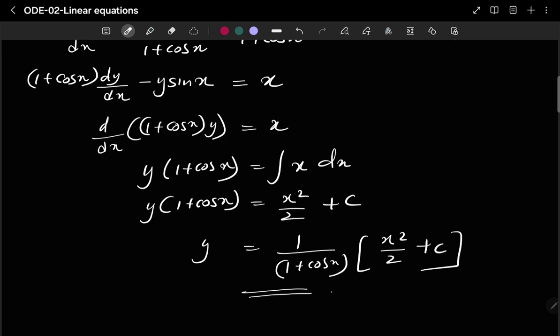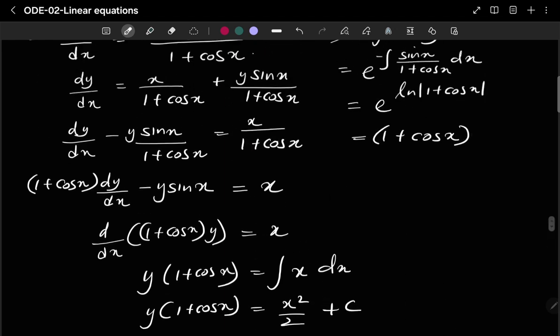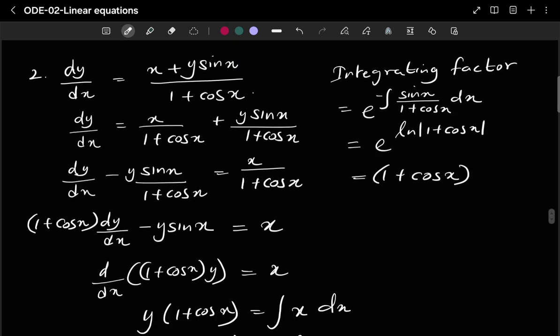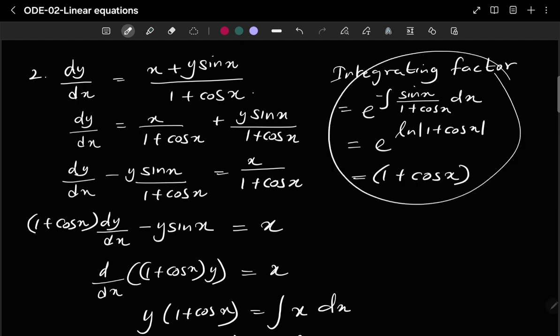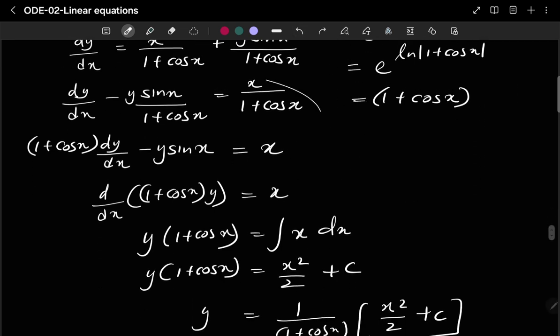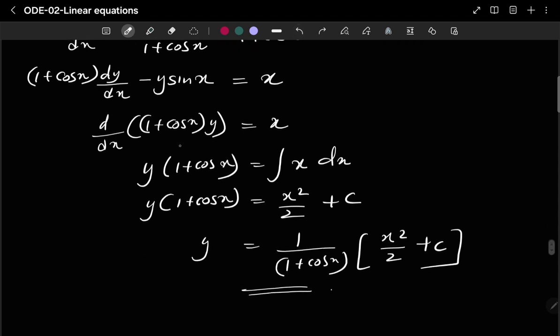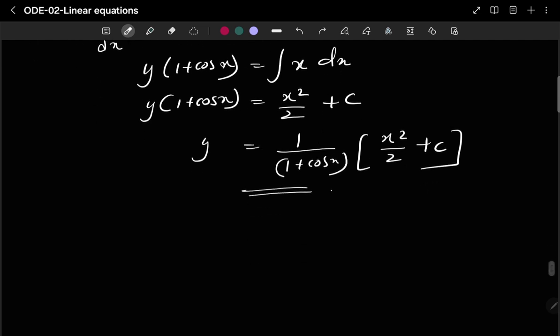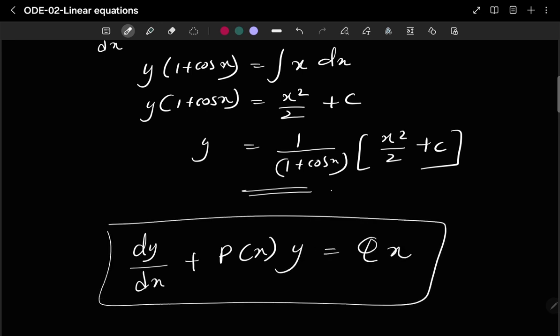This is the explicit solution of this equation. Here the main deal is, as I said earlier, we have to identify the integrating factor and then multiply both sides of the equation by the integrating factor, identify the left hand side as the differentiation of some function, and then take the final answer like this. As I summarize here, dy by dx plus P(x)y equals Q(x) is the standard form of the linear equation, where the integrating factor is e to the power integral P(x) dx.